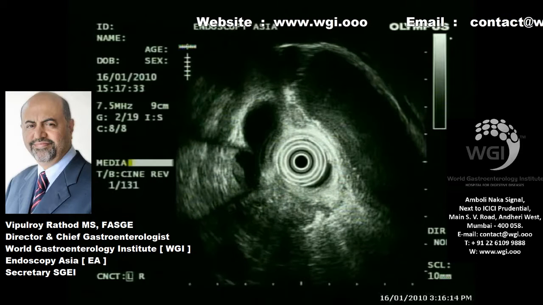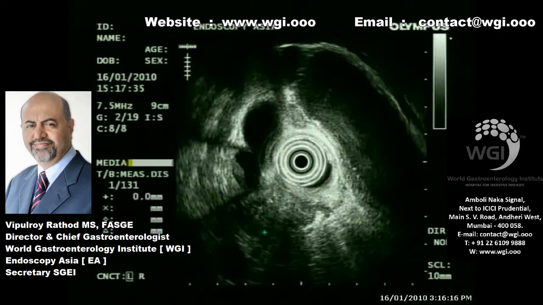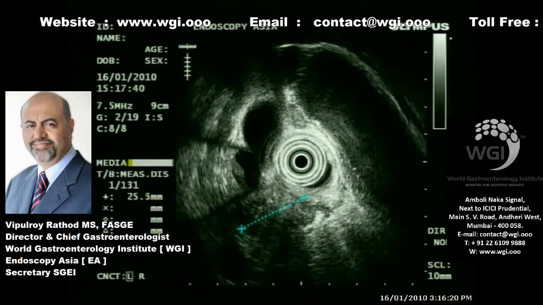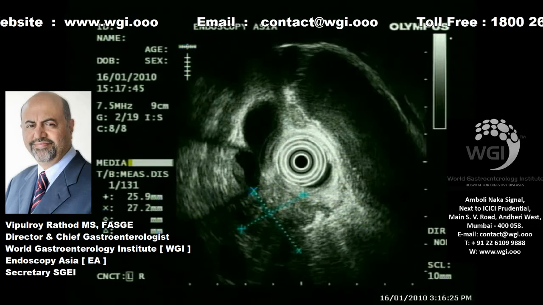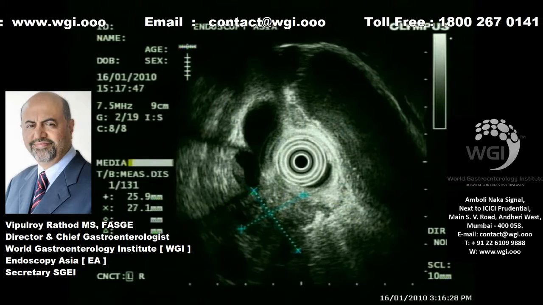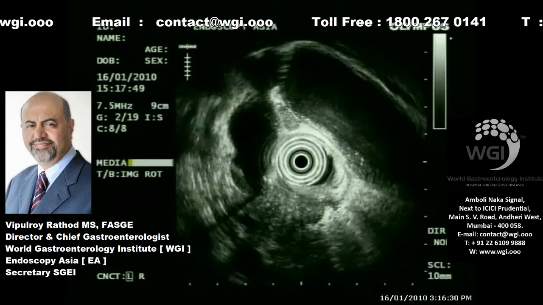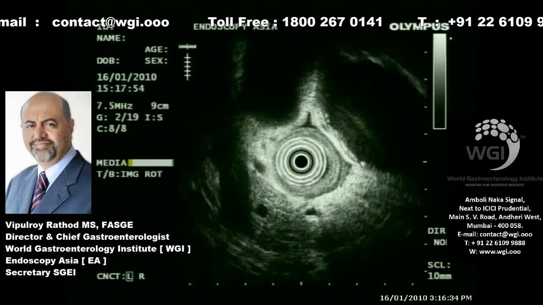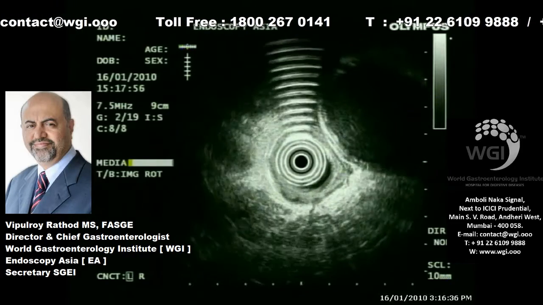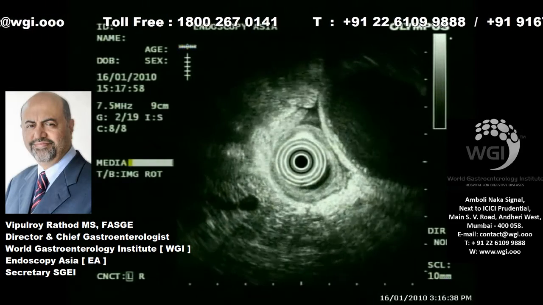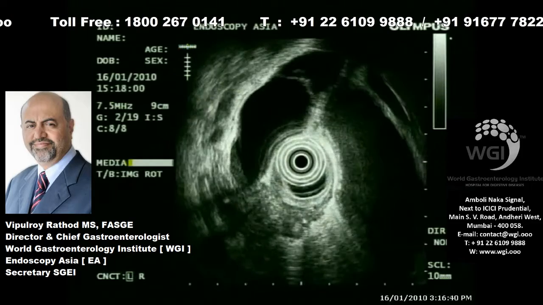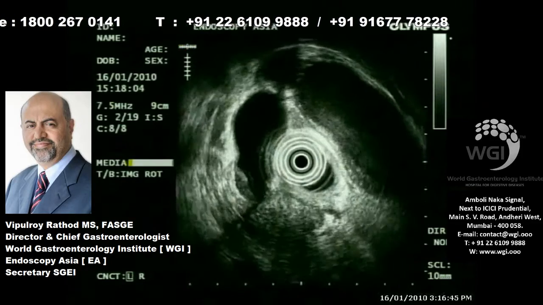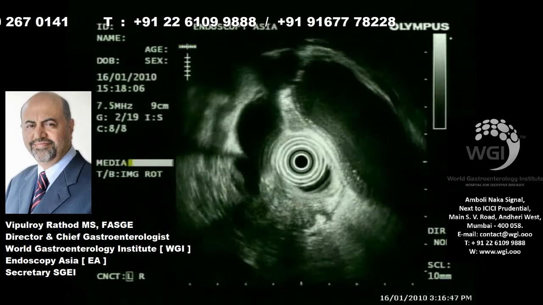You can see the lesion very well now, and its dimensions are somewhere around 2.5 centimeters by 2.8 centimeters. It's our experience that with any tumor beyond 2.5 centimeters you can see the dilated pancreatic duct. I'm still sitting in the duodenum. You can see the free fluid pocket at 12 o'clock position. This heralds a very early peritoneal dissemination.